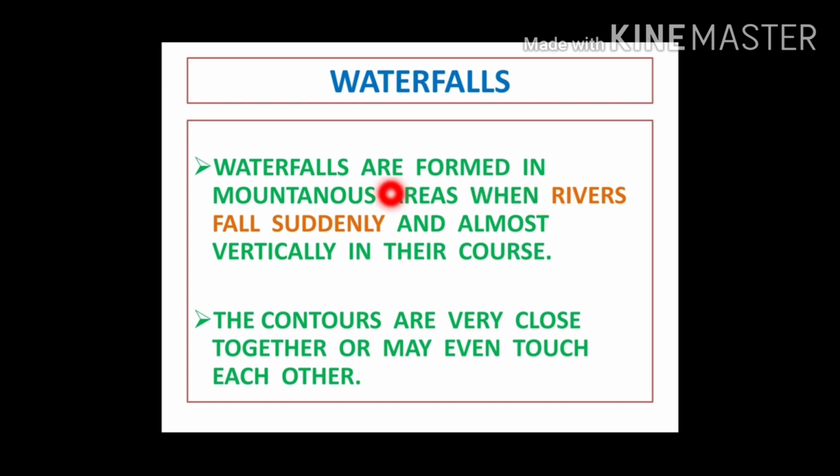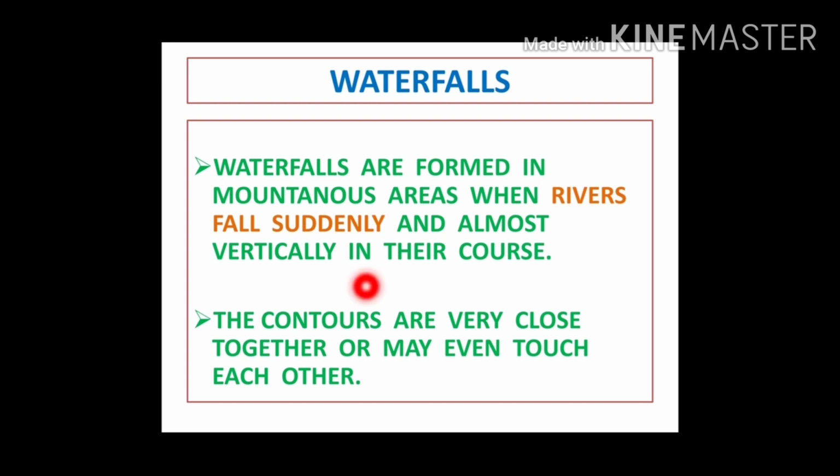Now next is waterfall. Waterfalls are formed in mountainous areas when rivers fall suddenly and almost vertically in their course. Now students, all of us have seen on TV or in pictures what a waterfall looks like. We have seen a typical waterfall where water falls from a great height, and this energy is also used to harness hydroelectricity at many places.